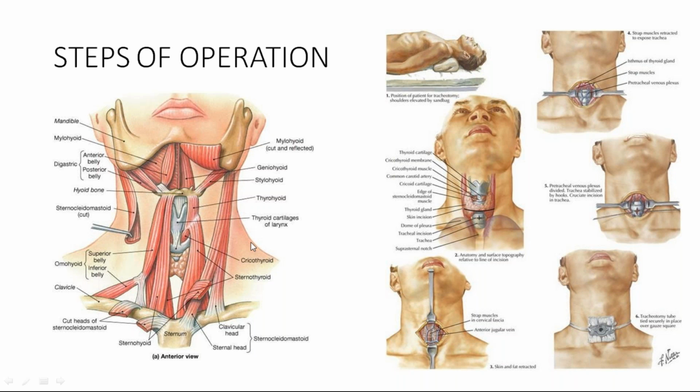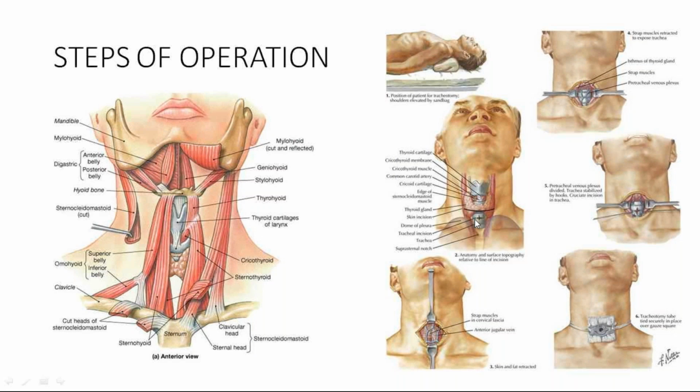We have to retract these strap muscles laterally, and you can visualize the vessels. We have to either cauterize the vessels, or we can pull them laterally or retract them laterally, and we can visualize the trachea directly after retracting the thyroid isthmus upwards or downwards.